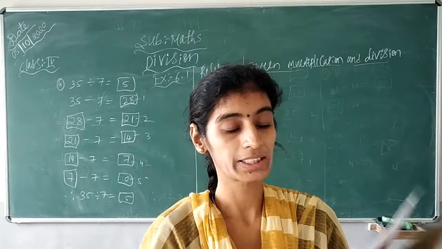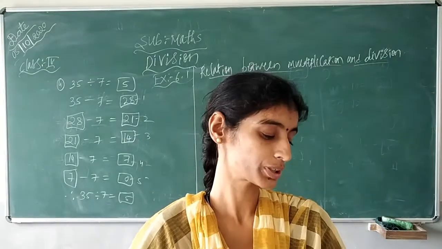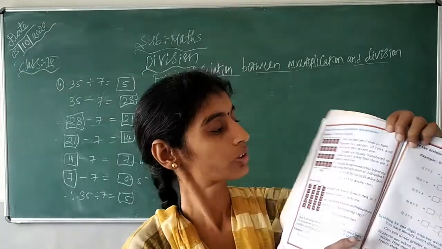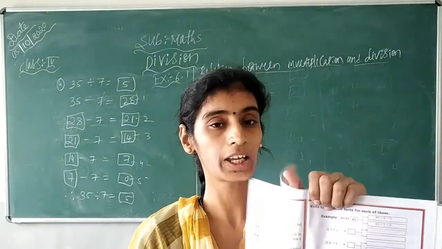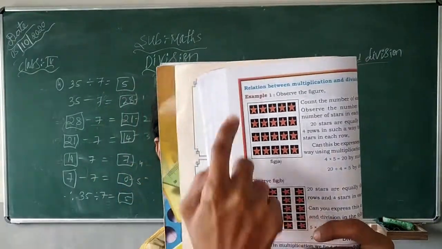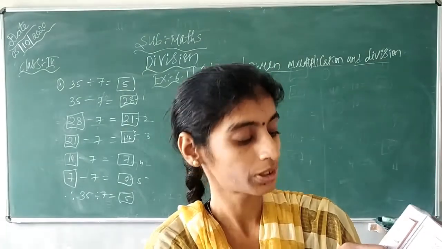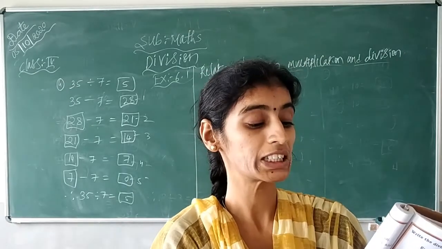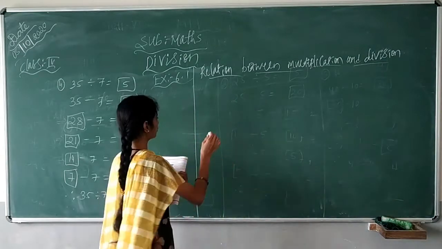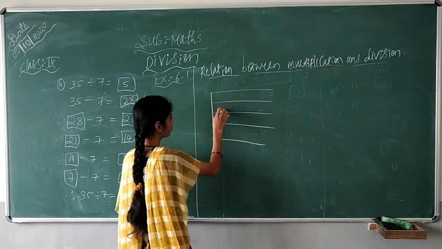So first they have given an example to show the relation between multiplication and division. So first observe the figure. All you can see the figure, children, page number 100. So count the number of stars in figure A. This is the figure A. So they have given figure A and you have to count the number of stars in figure A. Observe the number of rows and the number of stars in each row. So now, how many rows are there? 1, 2, 3, 4.